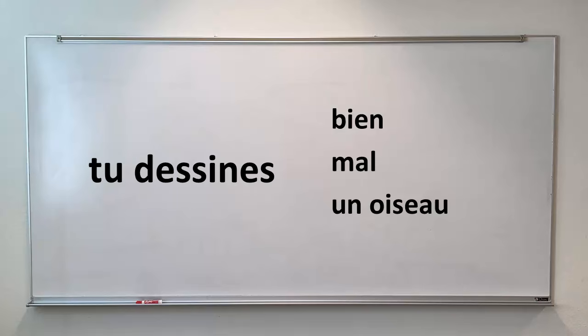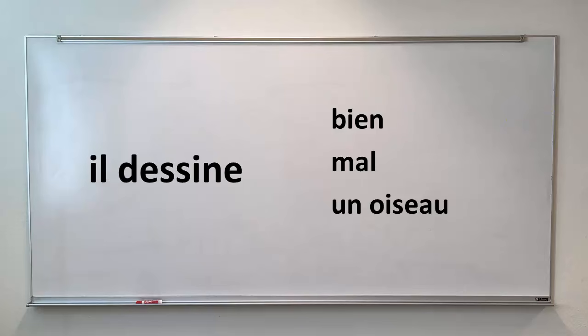A little bit more practice. Tu dessines, you draw, remember the informal you. This would be addressing a person that you know well. Tu dessines bien, you draw well. Tu dessines mal, you draw poorly. Tu dessines un oiseau, you draw a bird. And again, remember, it can have 3 meanings. Tu dessines bien, you draw well, you do draw well, you are drawing well.